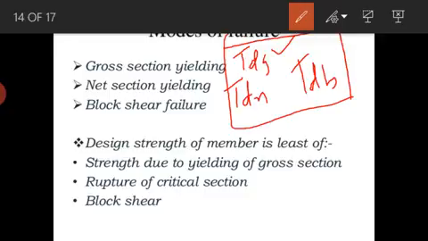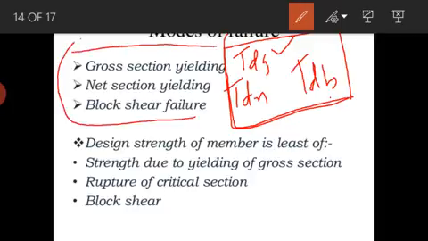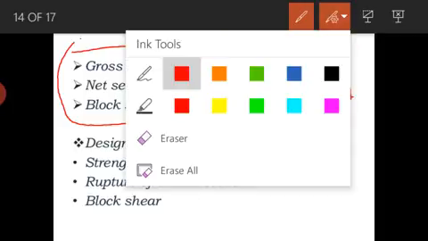Whenever we need to design a tension member for any type of structure, these three things need to be checked, that is Tdg, Tdn and Tdb. Out of the three, whichever value comes out to be the least is to be considered as the design strength, which governs the design strength of the member. While solving problems, you will understand what exactly these three are and how to design the tension member.